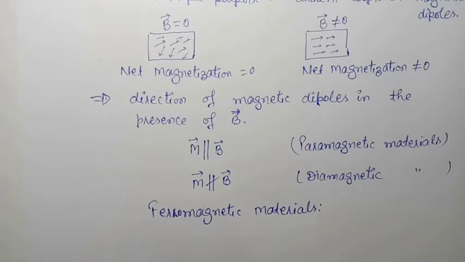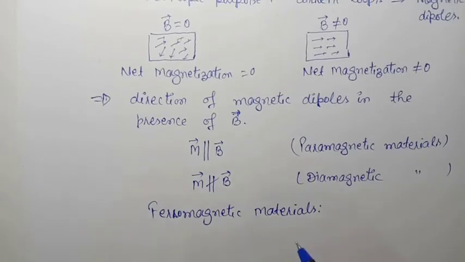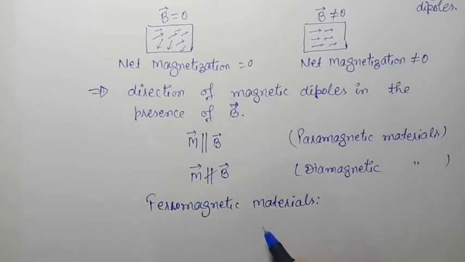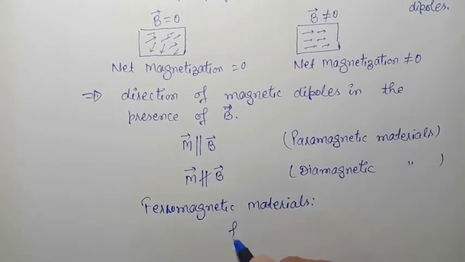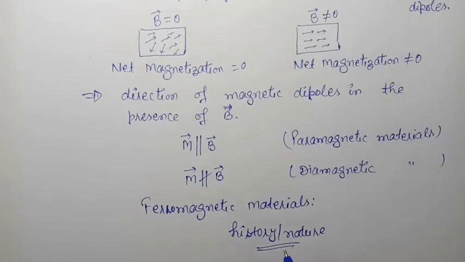So here it means magnetization not only depends upon the presence of magnetic field, it also depends upon the history or nature of the material. So magnetization not only depends upon the strength of magnetic field, but it also depends upon the nature of the material. So if we have ferromagnetic material, even in the absence of magnetic field, we have a small amount of magnetization. Okay.